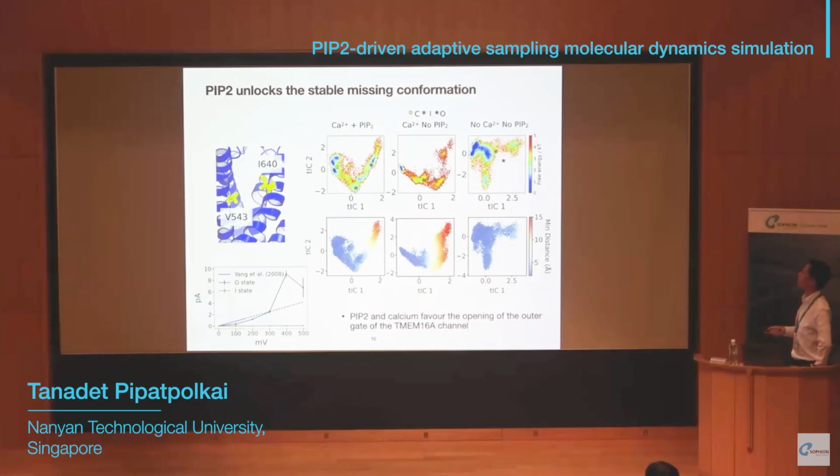Now, why is this helpful? So if I have three systems here, so calcium-bound TMEM16A with PIP2, calcium-bound TMEM16A without PIP2, and no calcium and no PIP2. And we look at the key distance at the outer gate, so V543 and I640. And by combining all the trajectories together, taking these different snapshots along the way, you can stitch all the trajectories together and plot this free energy landscape. You can see here there's a yellow star corresponding to the closed state, the green star corresponding to the intermediate state, and the purple star corresponding to the open state.